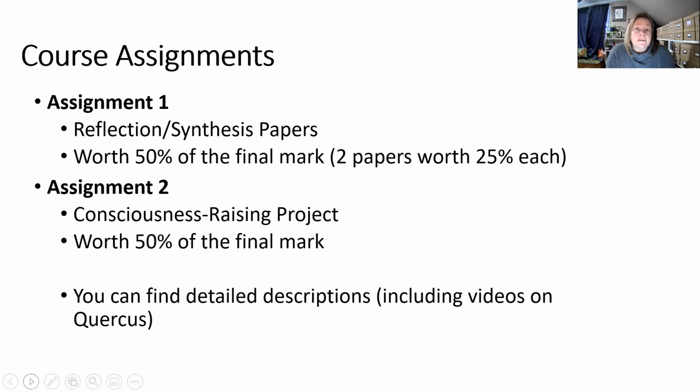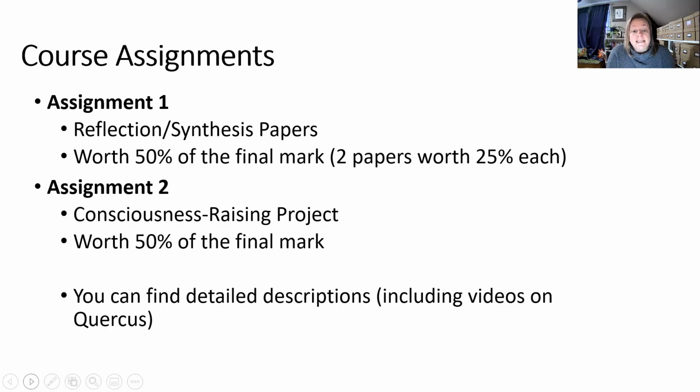and to reflect on them and to connect those into the course readings and course content. And you can submit them at any time during the semester, but the final deadline to submit those papers is the 28th of March. You have lots of choice. I always think choice is a good thing. You can find detailed descriptions, including a video description, on Quercus under how this course works, and please reach out to me if you've got any questions.